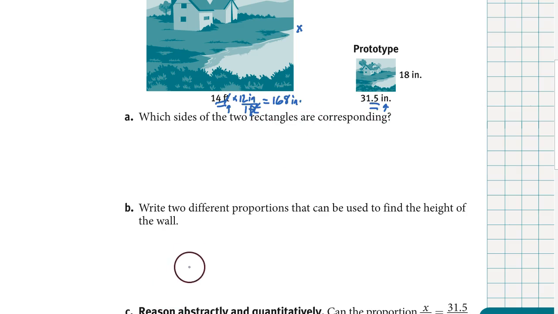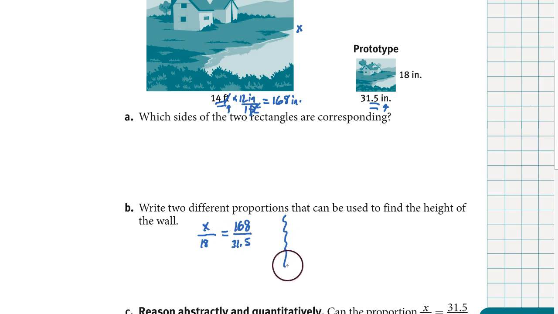So back to question B. Write these two different proportions. One way to write this is to say the height of the wall. Notice that when I said height of the wall, what I wrote was x, corresponds to the height of the prototype. That's the 18. As the length of the wall, the 168, corresponds to the length of the prototype, the 31.5. When you have two ratios equal to each other, that is called a proportion.